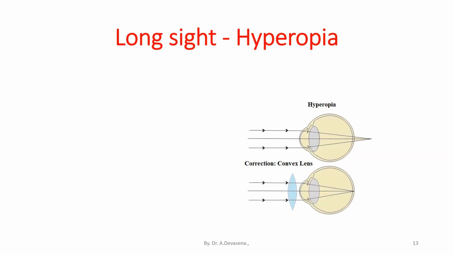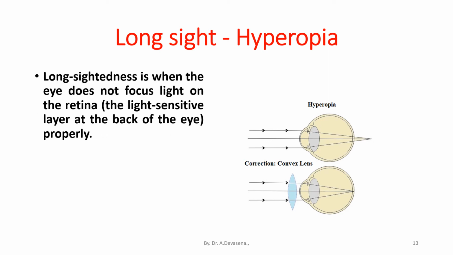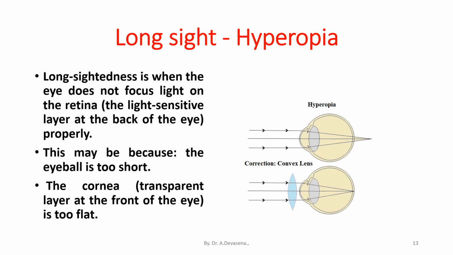Long sight or hyperopia. Long-sightedness is when the eye does not focus light properly on the retina, that is, the light-sensitive layer at the back of the eye. This may be because the eyeball is too short, or the cornea, that is, the transparent layer at the front of the eye, is too flat. Long sight is overcome with the help of a convex lens. It is indicated in this diagram.